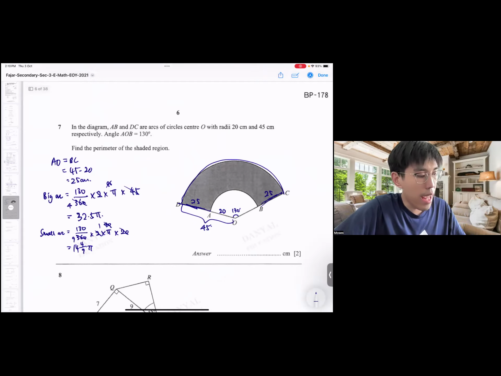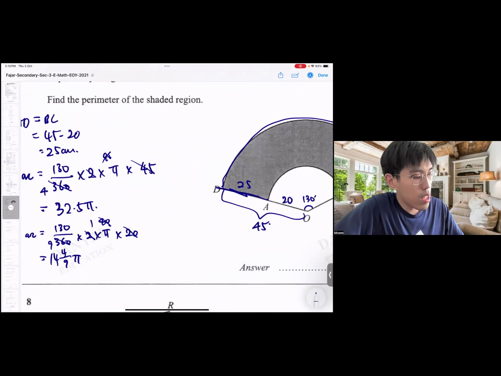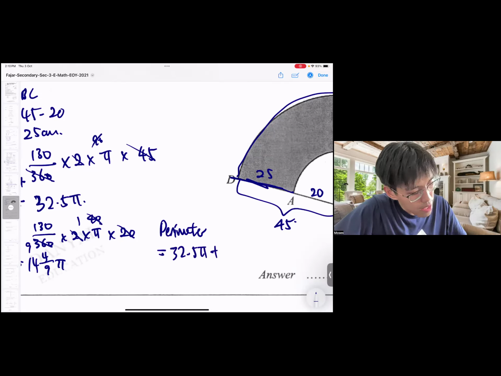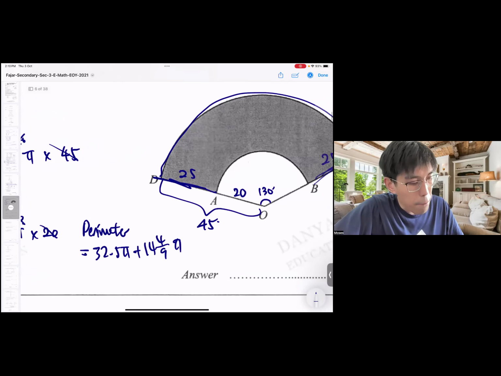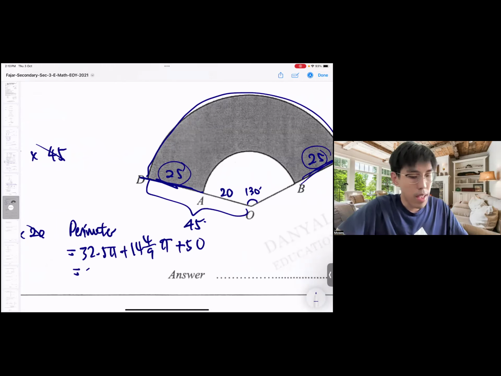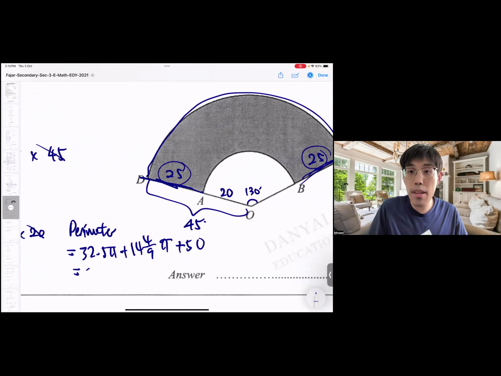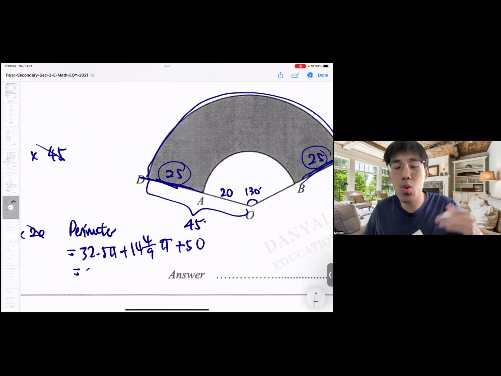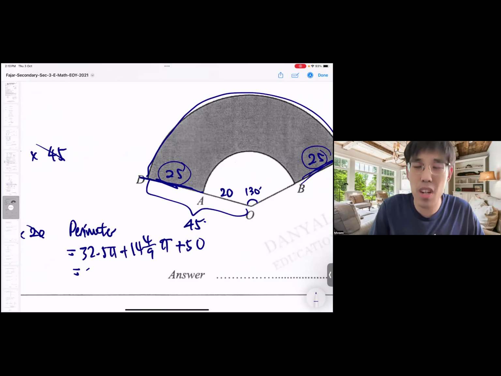Now we can find everything together. So the whole perimeter of the shaded region equals 32.5 pi plus 14 and 4 out of 9 pi plus the 2 sets of 25. The 2 sets of 25 here give me 50. Normally, as a general rule of thumb, leave the pi calculation to the very end. Otherwise, you'll be writing a whole lot of decimals and your answers may not even be accurate at the end of the day.